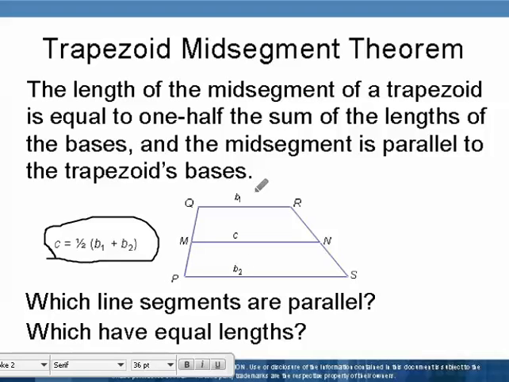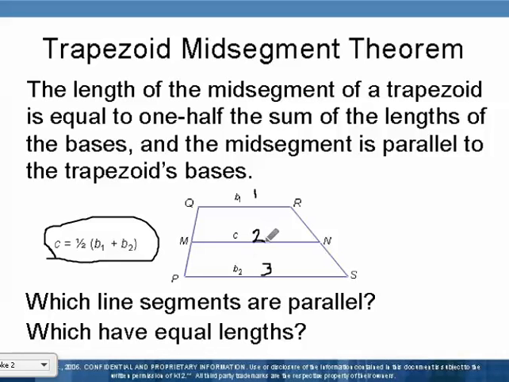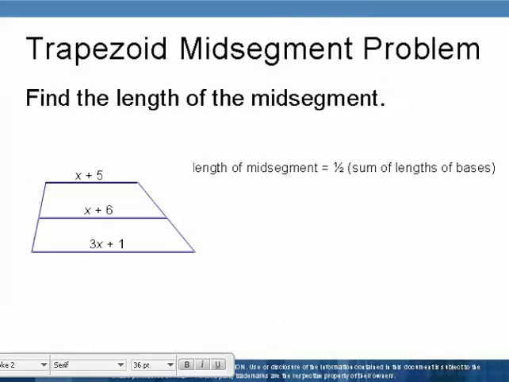So if this base up here is 1 and this base down here is 3, then this mid-segment is 3 plus 1 is 4, divided by 2 is 2. It's just a matter of adding the two parallel sides together and dividing by 2. It becomes a really simple little trick to find the length of a mid-segment. Now, the only complication is sometimes they throw algebra at us. Like this problem right here, where they've got x plus 5.